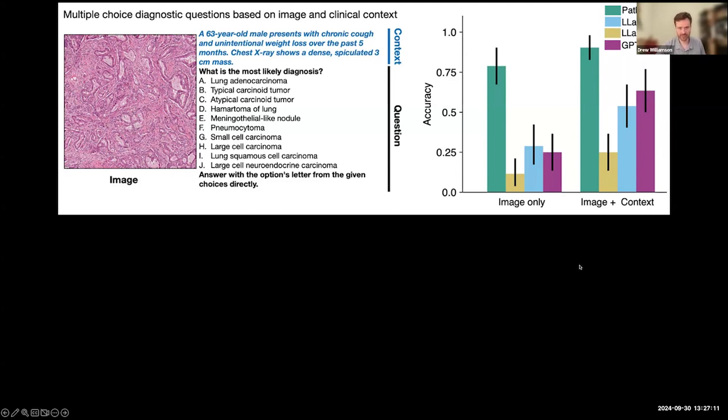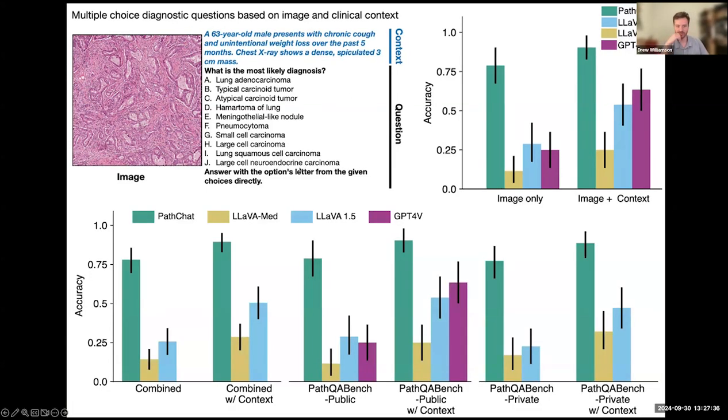Of course, we don't know exactly how much we're giving away the answer for some of these clinical contexts. Some of them, I think, don't really give away the answer. Like this one shows a dense spiculated mass that's pretty likely to be some kind of cancer, but as for which cancer that is, not really sure. Okay, for the rest of PathQA Bench, we found that our model PathChat did better than the competition.